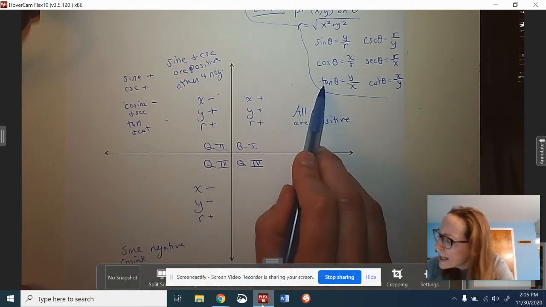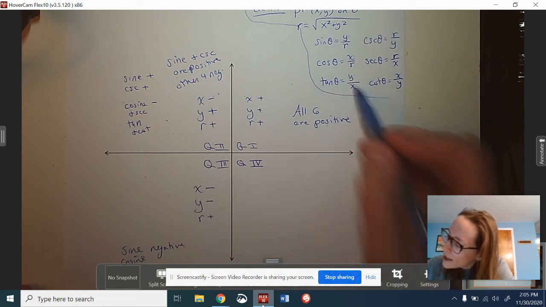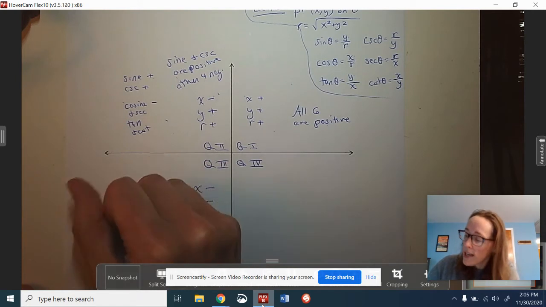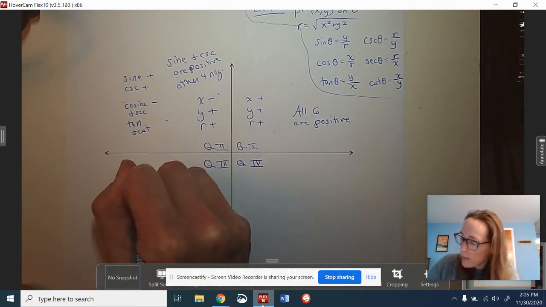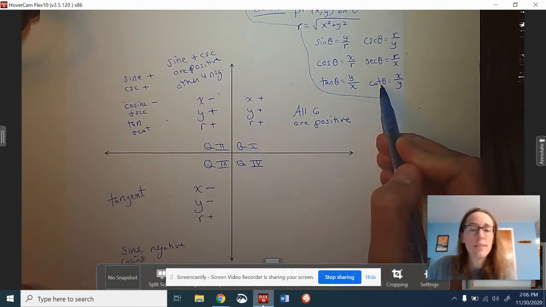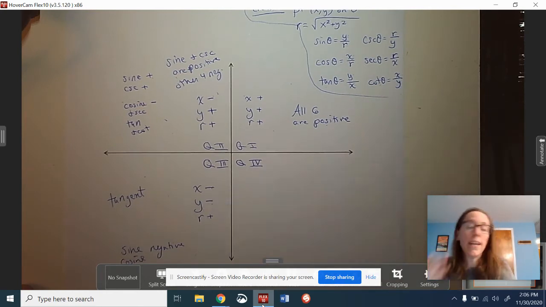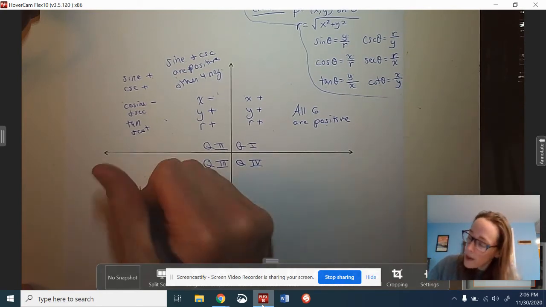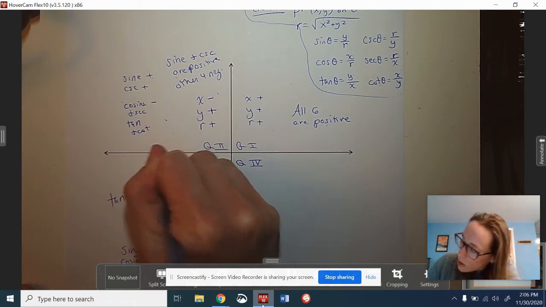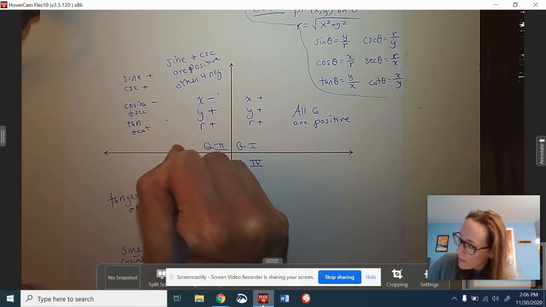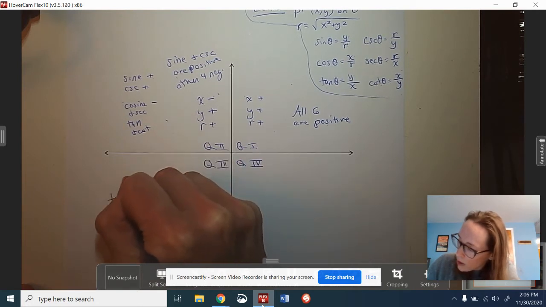And how about tangent? Tangent's y over x for the new definition. So y over x is a negative over a negative. Tangent is going to be positive. And if tangent's positive, so is its reciprocal cotangent, because x over y would be a negative over a negative, which makes positive as well. So tangent and cotangent are positive in quadrant 3, and the other 4 are negative.